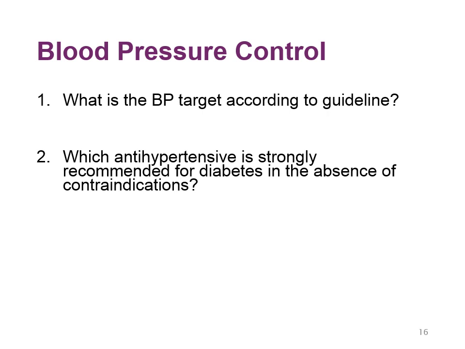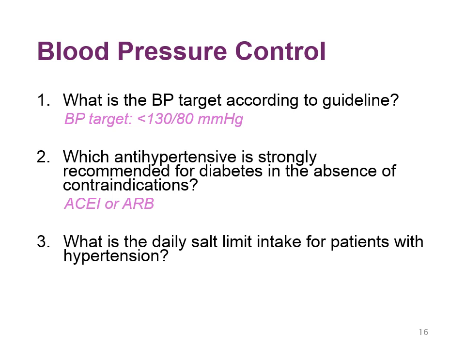Next, we come to blood pressure control. What is the blood pressure target according to guideline? According to the recent ADA guideline, yes, this is the target stated here. Number two, which antihypertensive is strongly recommended for diabetes in the absence of contraindications? Yes, I'm sure most of you got it right. It is ACE inhibitor or ARB. What is the daily salt limit intake for patients with hypertension? Yes, 5 grams daily or 1 teaspoon.